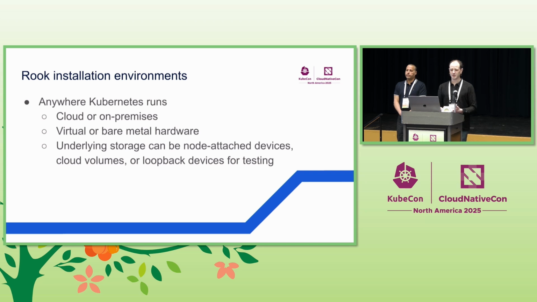We also strive to make sure Rook can run anywhere Kubernetes runs. This can be in the cloud or on premises. Your hardware can be bare metal or virtual machines. The underlying storage can be just disks attached to nodes, and it can also be cloud volumes. And for just testing scenarios, we also support loopback devices.